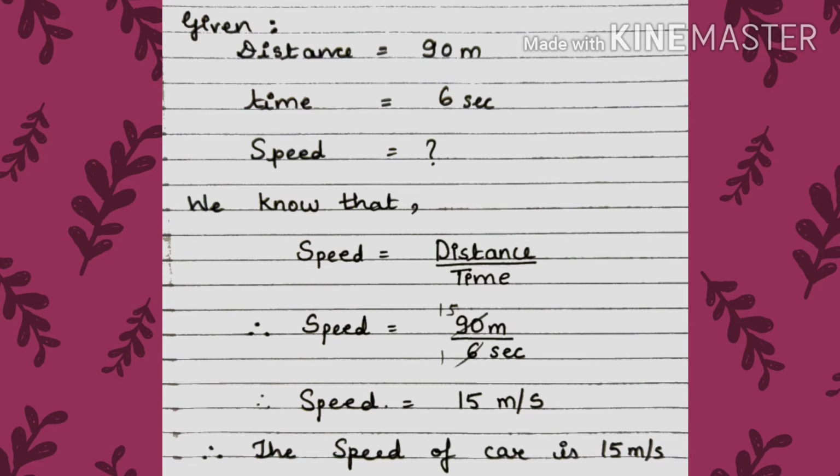Now this is a systematic way in which you have to write the solutions of problems. First of all you have to write given, and after that the solution comes. So first of all write the formula which we are using to calculate the answer. What is that? Speed is equal to distance upon time. So substituting the values of distance and time, what we get is 90 meters upon 6 seconds. Now what is speed? What we get is 15 meters per second.